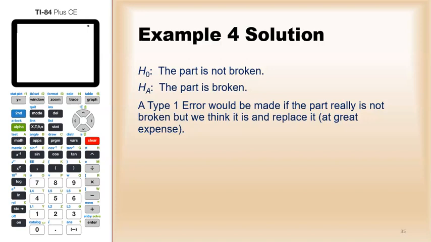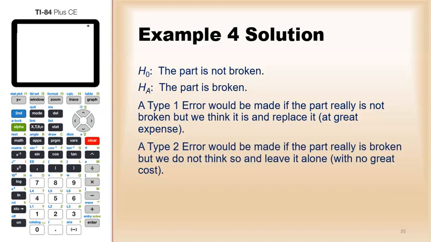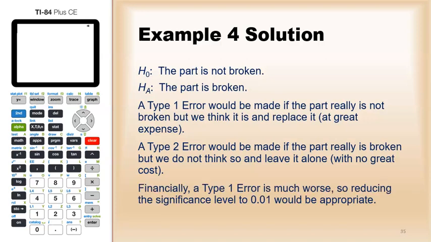A type 2 error, on the other hand, is where the alternative is true, but we fail to reject. So a type 2 error in this case would be the part really is broken, but we don't think so, and continue to leave it alone. And in this case, the machine still seems to function, no real great cost here. So financially, a type 1 error is a lot worse, so reducing the significance level to 0.01 would be appropriate.